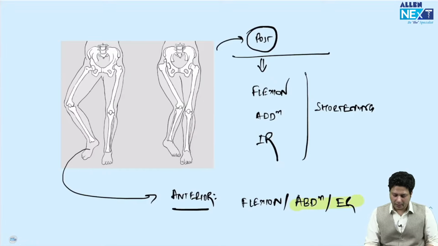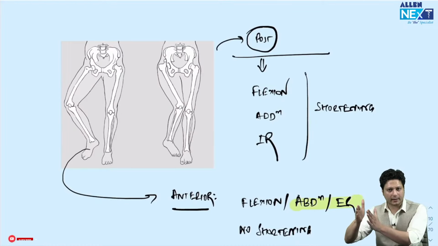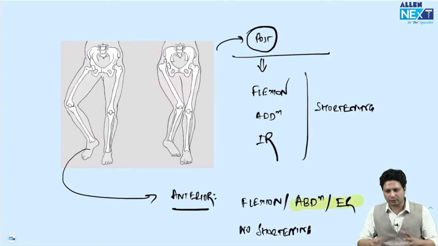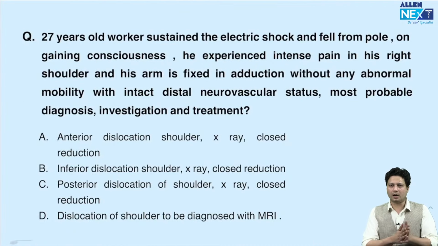On the other hand, in the anterior dislocation of the hip joint, there is no shortening, and the reason for this is that the proximal migration of the head of the femur, which is dislocated, is prevented by the rectus femoris muscle. Anteriorly we have a rectus femoris which prevents the proximal migration of the head of the femur. That is the reason why there is no observable shortening of the lower limb. So hopefully everything is clear related to this very important question which they have been asking again and again.